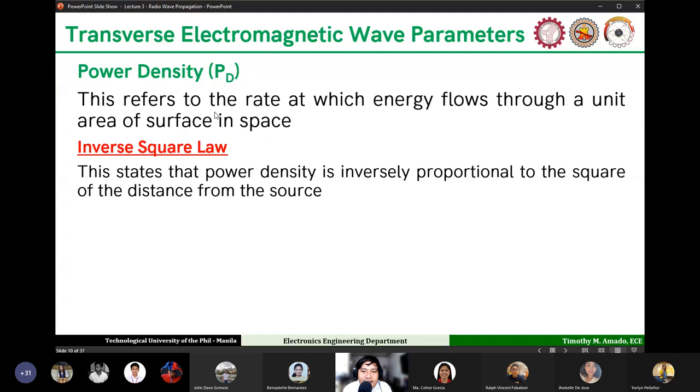Now let's talk about the power density. Ano ibig sabihin ng power density? This refers to the rate at which energy flows through a unit area of surface in space. And the power density, guys, is related to what we call the inverse square law.